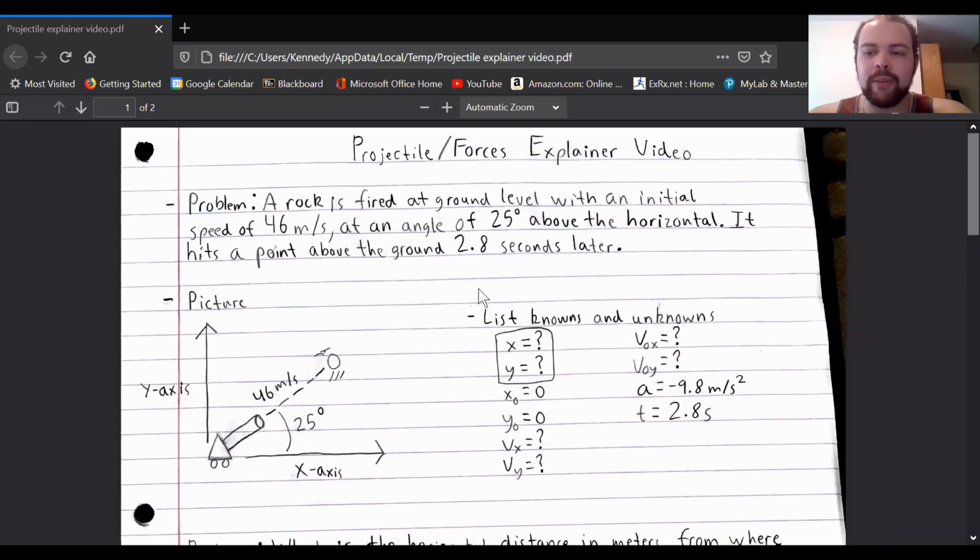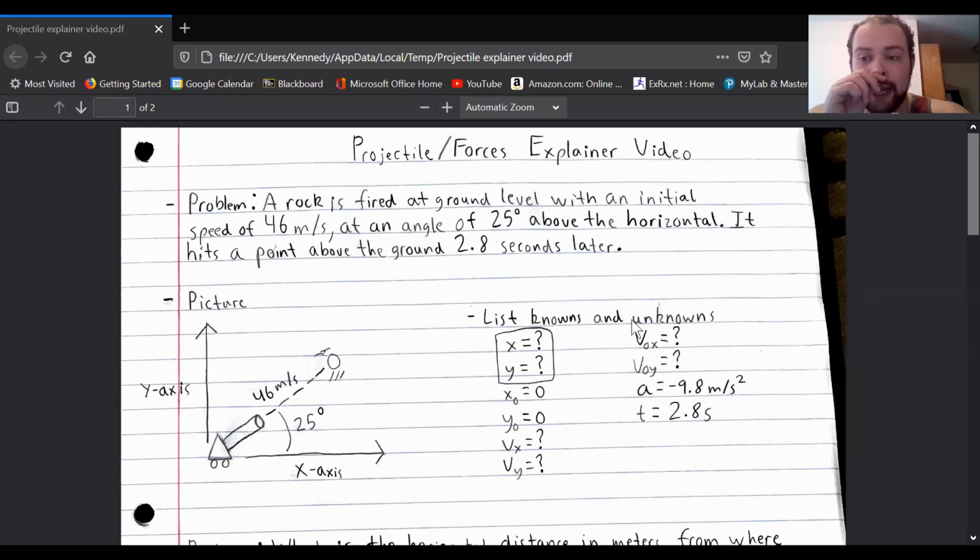So first, before we even look at what part A is asking us, we need to draw a picture. And here I've labeled my X and Y axis, and then I put the degrees above the horizontal as well as the magnitude of the velocity of the rock as it is fired.